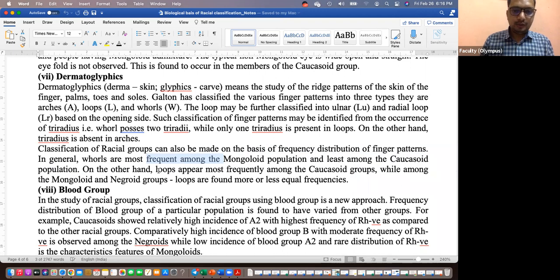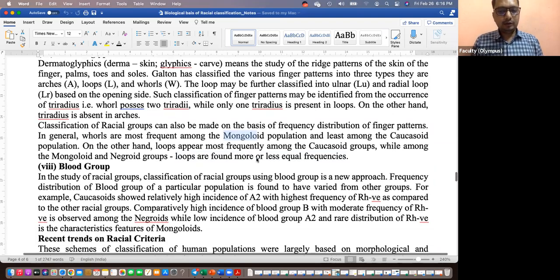And loops appear most frequently among Caucasoids, while among Mongoloids and Negroid groups, loops are found in more or less equal frequency. So some correlation you can find, but you cannot exactly say that only these people have this. But some tendency can be noticed here, that whorls are common among Mongoloids.